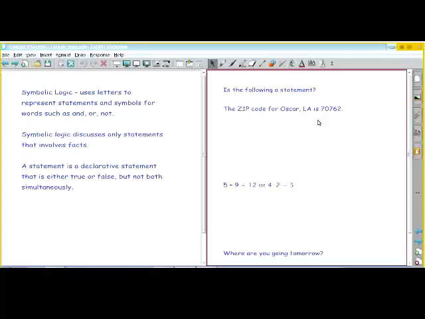So the first one is an example of a logic statement because it can be answered with a true or false response. That's the question we ask: can it be answered true or false? And if you say yes, therefore it is a statement. It doesn't have to be true. It just has to be able to be answered true or false.